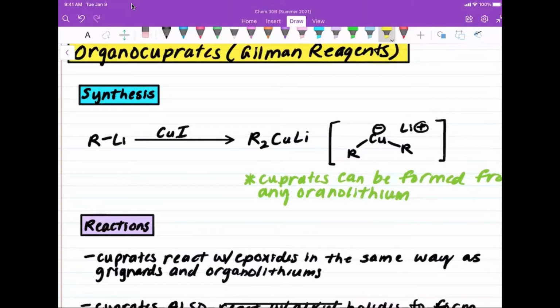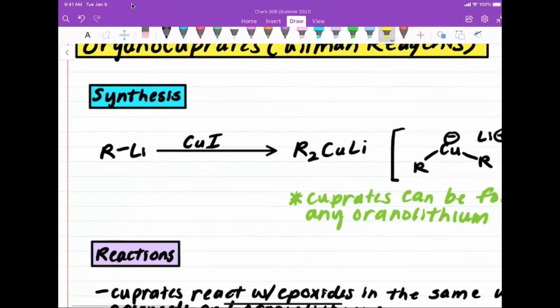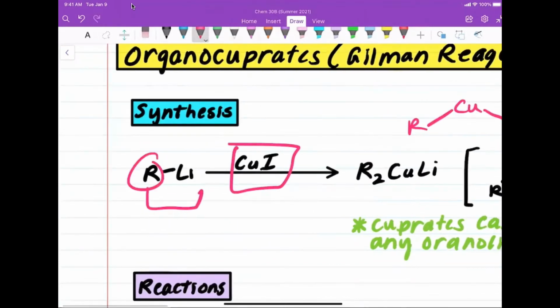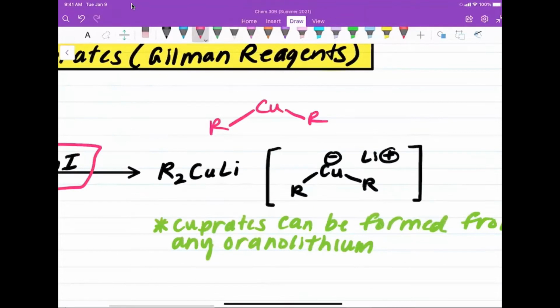And to make cuprates, it's a two-step process. The first step is you prepare an organolithium. You take that and you react it with copper iodide, and that makes your cuprate. So what a cuprate looks like is a copper atom with two of your alkyl groups on it. So here, whatever organolithium you're dealing with. And then it's a minus charge on copper, and there's a lithium plus counter ion.